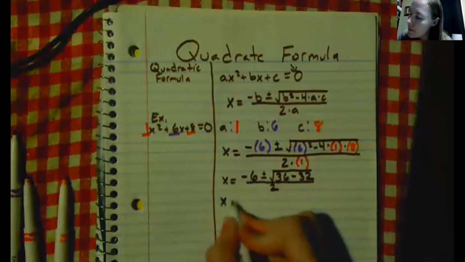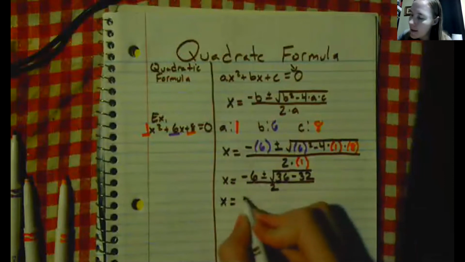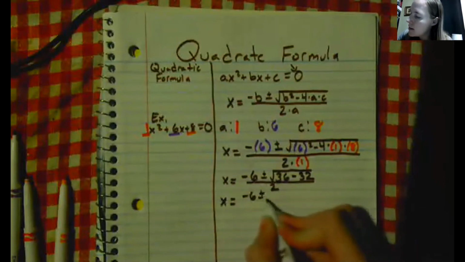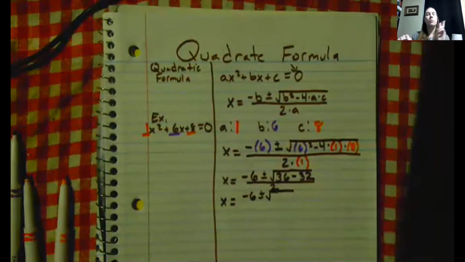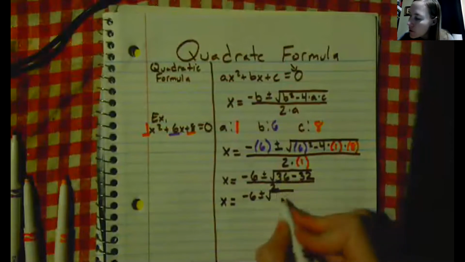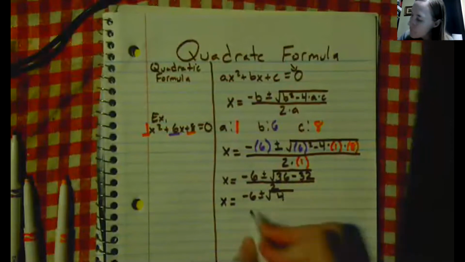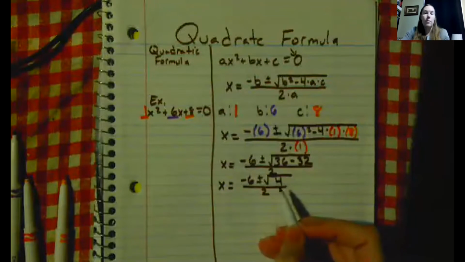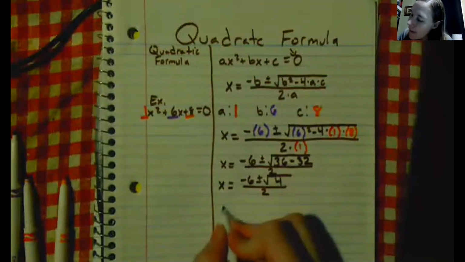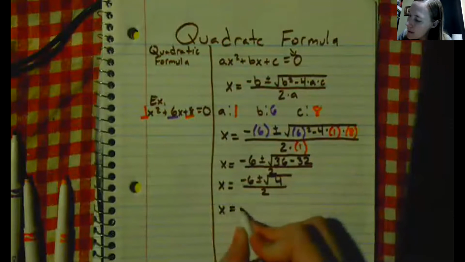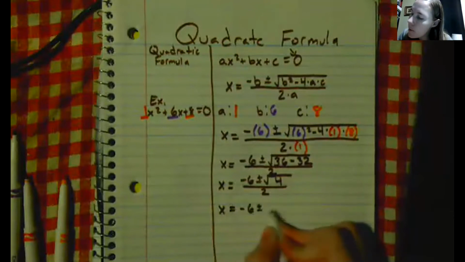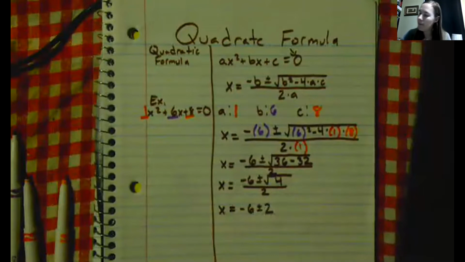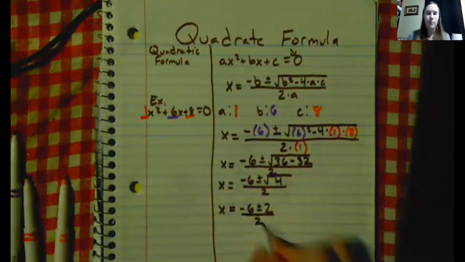So let's reduce even more. So negative 6, can't do anything to that, plus or minus. I have 2 numbers inside of my square root that are subtracting. So I can simplify. 36 minus 32 would give me 4, all over 2. I can still simplify because I can find what is the square root of 4. So I have x equals negative 6, the square root of 4 is 2, so plus or minus 2 all over 2.